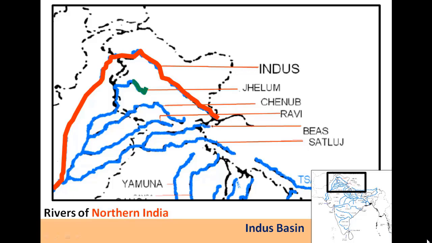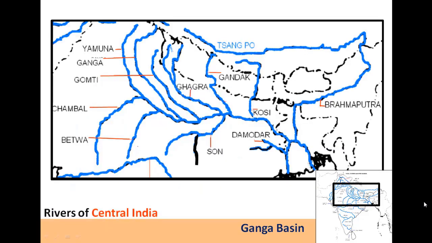There are 5 tributaries of the Indus River: Jhelum, Chenab, Ravi, Beas and Satluj. In fact, the name Punjab has originated due to these 5 rivers only. Punch means 5 rivers and Ab means water. Now I believe you have understood how to mark these rivers. Next, the second group of rivers is the Ganga river system.